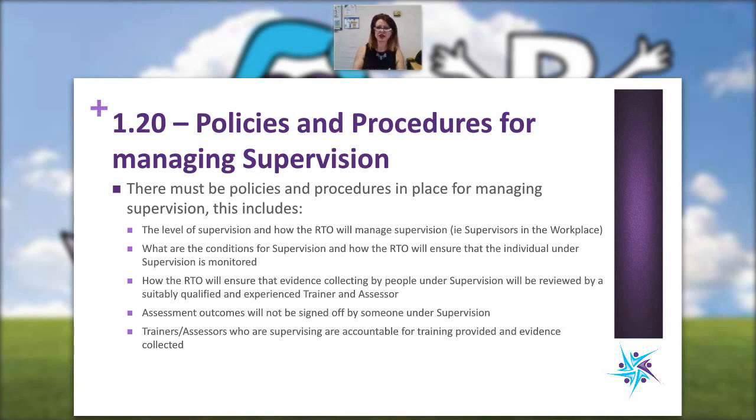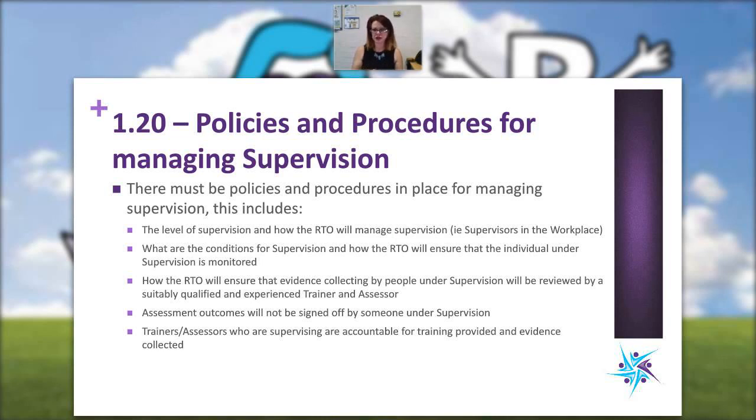and that includes the level of supervision and how the RTO will manage that supervision, i.e. supervisors in the workplace. We're making some adjustments to this policy and procedure in the Q&C manual, and you'll see in the new version coming out, it's not that it was non-compliant, we're just tightening it up. We're tightening up those policies and procedures and making it more user-friendly in the workplace, so you can actually follow it as a guide on how to supervise. We're going to give you instructions on how you're going to supervise your trainers and assessors or supervisors in the workplace or guest speakers or things like that.